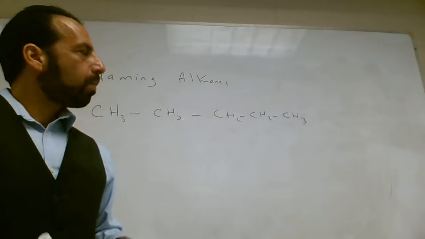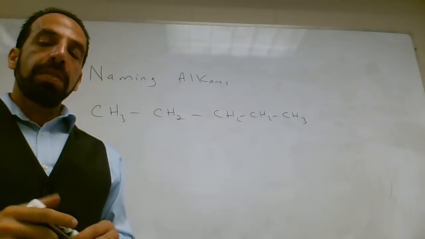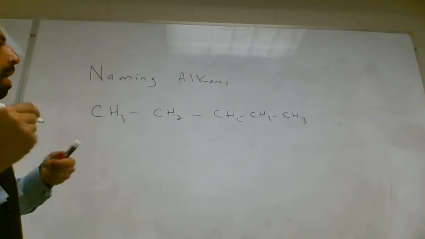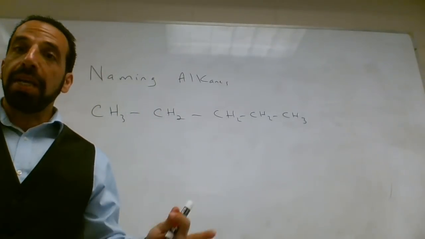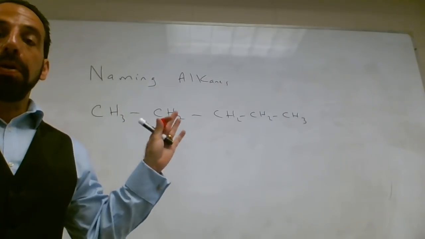So let's take a look at this. We're going to name alkanes. So alkanes are single bonded carbon atoms. I threw an example out here. A couple of things is that these things work in chains. So for all these compounds, when you're naming them, you got to number the longest chain.